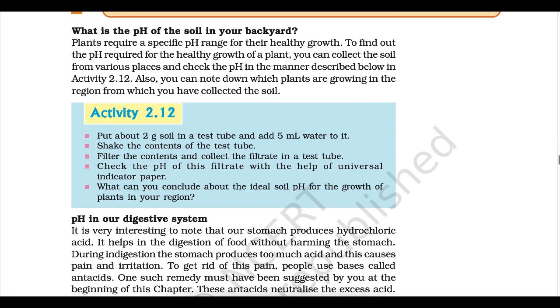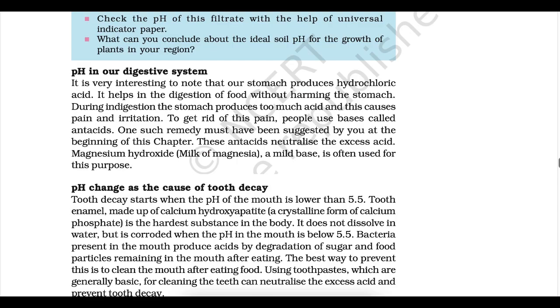Activity 2.12. Put about 2 grams of soil in a test tube and add 5 ml of water to it. Shake the contents of the test tube. Filter the contents and collect the filtrate in a test tube. Check the pH of this filtrate with the help of universal indicator paper. What can you conclude about the ideal soil pH for the growth of plants in your region?